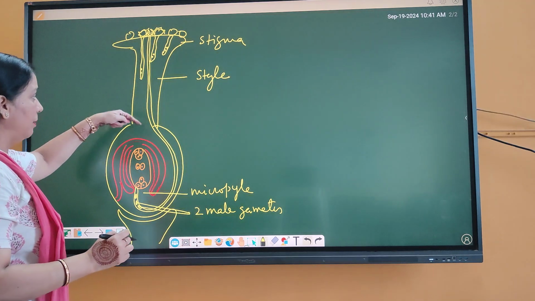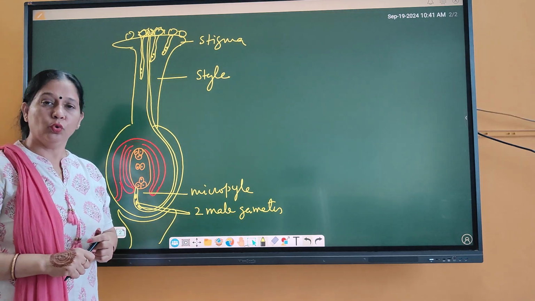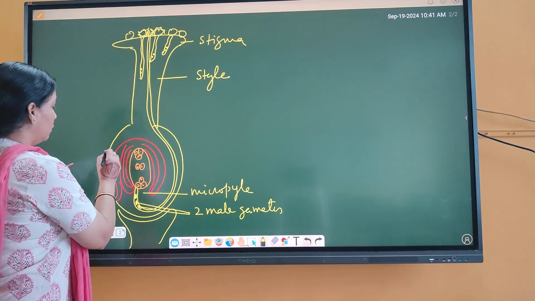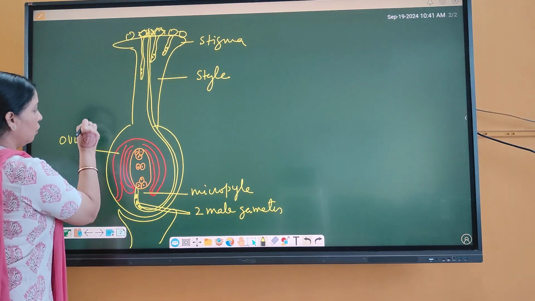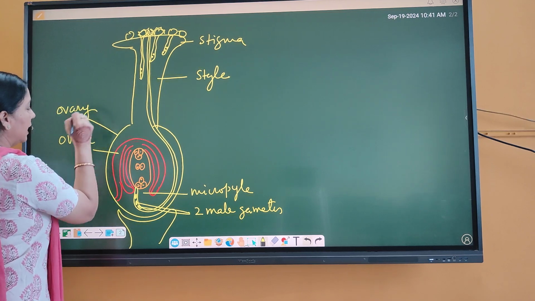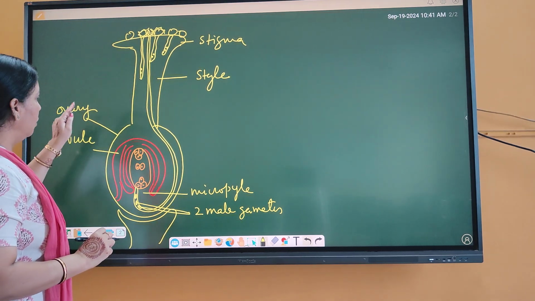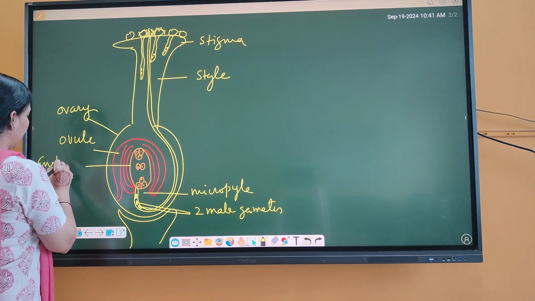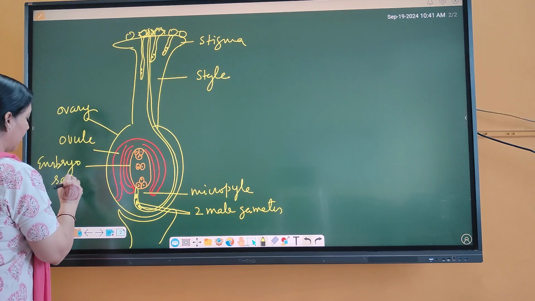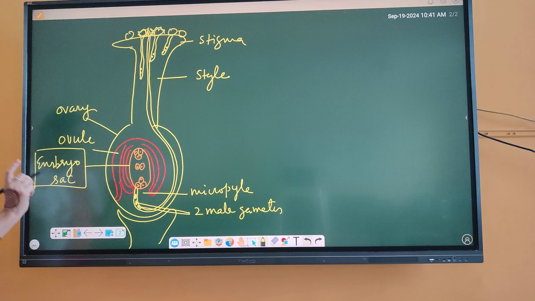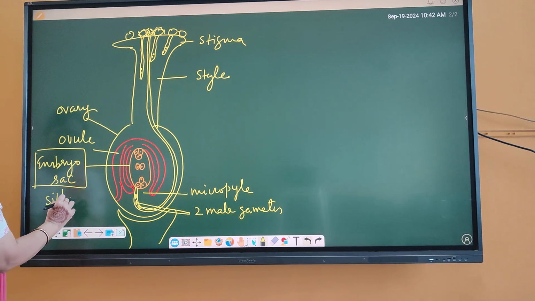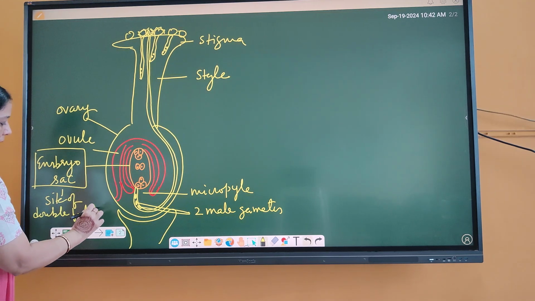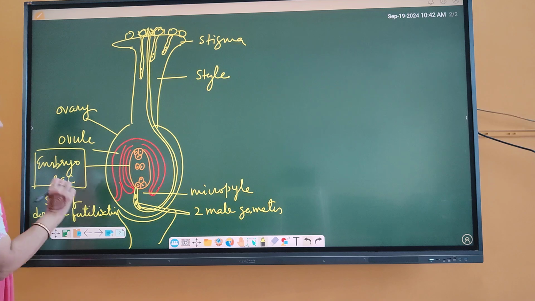The style is made up of cellular parts, and through these cellular parts the pollen tube grows downwards towards the ovule. So what is this structure? Ovule. What is this basal part? That is the ovary. So stigma, style, ovary and ovule, and inside the ovule we have a central oval body which is known as the embryo sac. This embryo sac is actually the site of double fertilization.